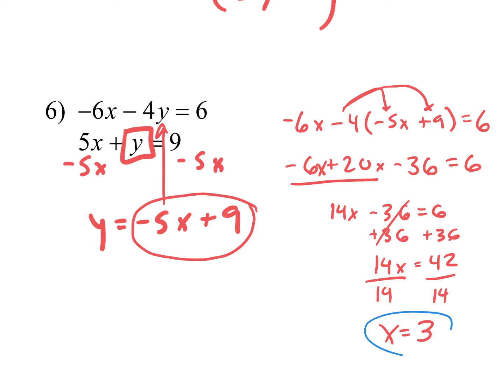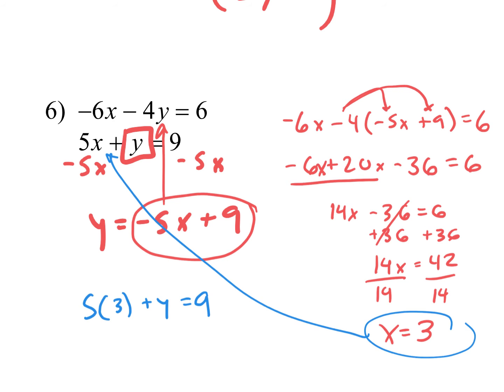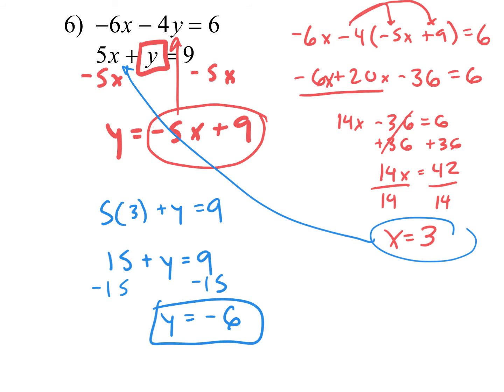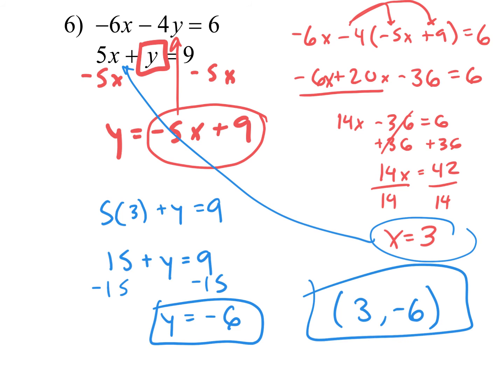How do I find y? Plug x into the second equation. So 5 times 3 plus y is equal to 9. What should I do next? Multiply. 5 times 3 is? 15. So 15 plus y is equal to 9. Subtract 15 on both sides. So y is equal to? Negative 6. So what's my answer? 3 comma negative 6. Awesome.